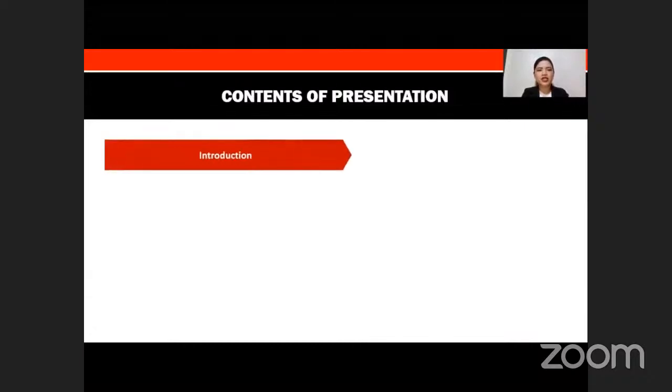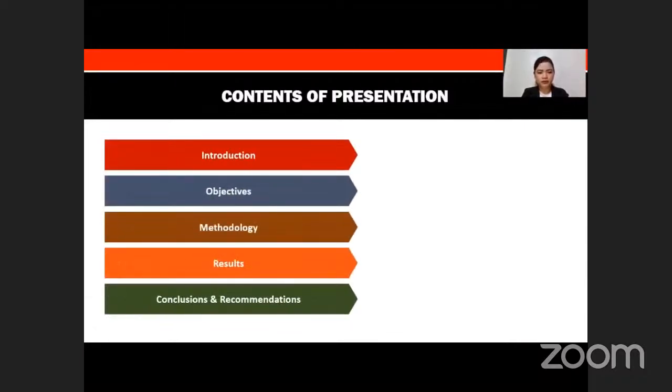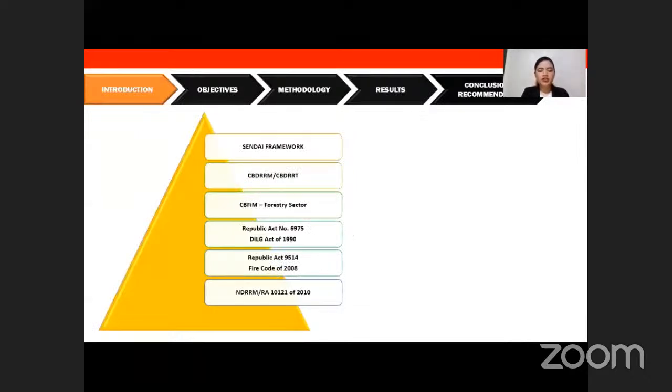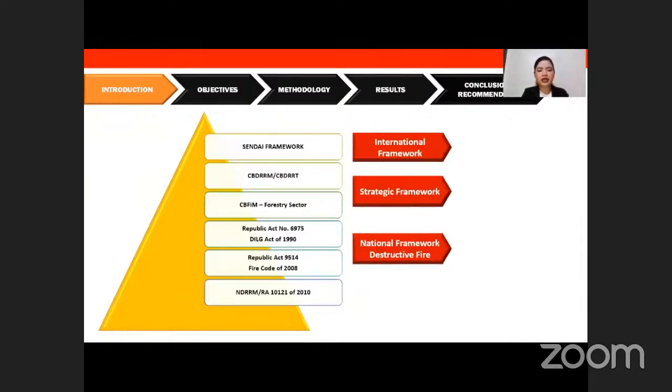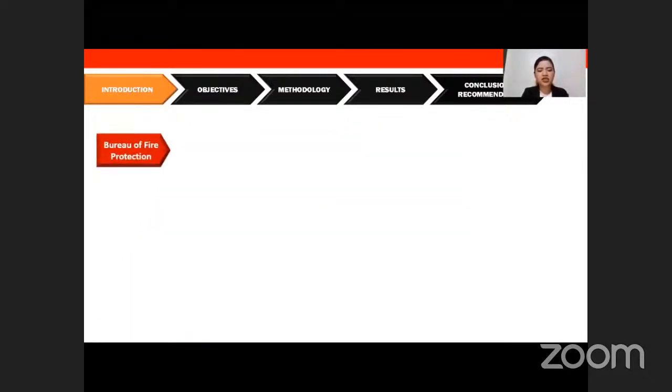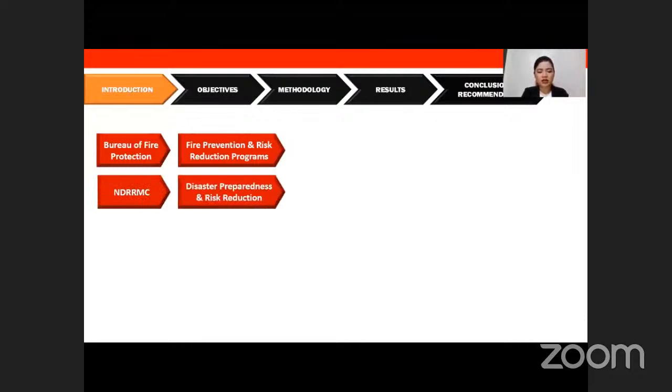The contents of the presentation include the following. International, national, and local policy frameworks provide approaches and strategies designed to protect lives and properties and prevent the loss thereof, including livelihood in times of fire. They provide frameworks for more systematic, participatory, engaging, and localized management of fire across the world. In the Philippines, the administration of relative fire prevention and risk reduction programs are with the Bureau of Fire Protection, while the NDRRMC deals with disaster in general.